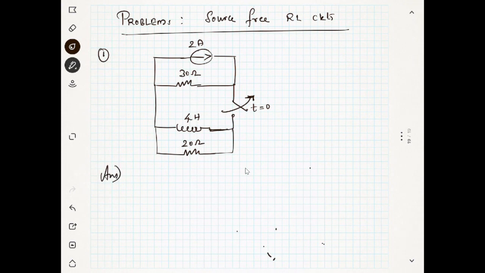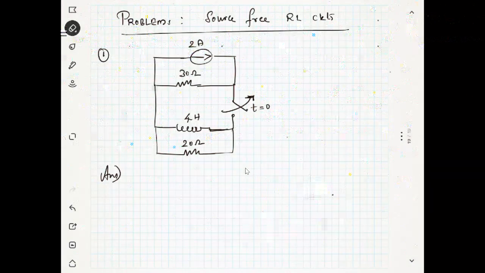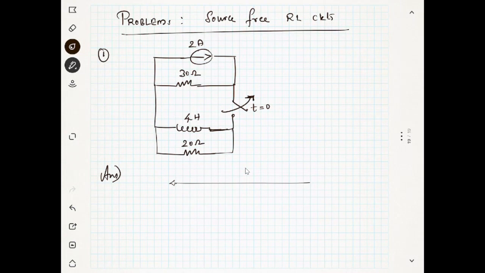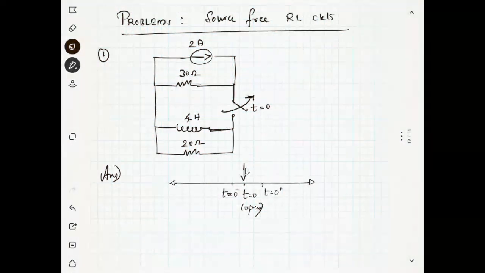Yeah, first of all, we will find the steady state value of the current through the inductor, because we are talking about t equal to 0. The switch was closed, and it opens at t equal to 0. Before t equal to 0 means t equal to 0 minus, and the other is t equal to 0 plus. These are all different conditions, so we have to be careful. So what was the situation when t equal to 0 minus?